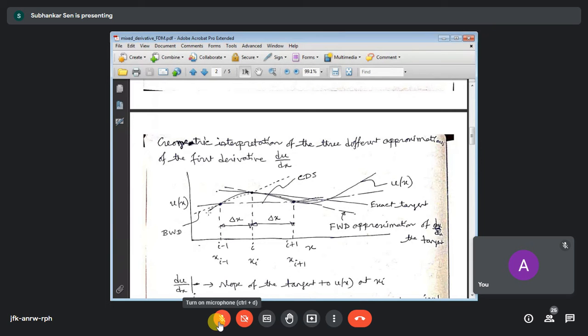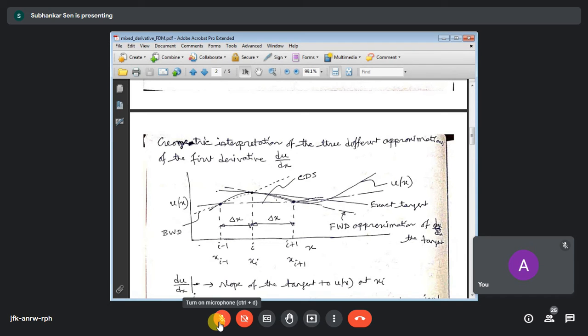So this is the curve which has one convex portion and one concave portion. We are considering this curve so that we can illustrate all the finite difference approximations at a particular point i. This is the nodal point i, and these are the two nodal points in the forward direction, i+1, and backward direction, i-1. At this point i, we want to draw the tangent to this curve.